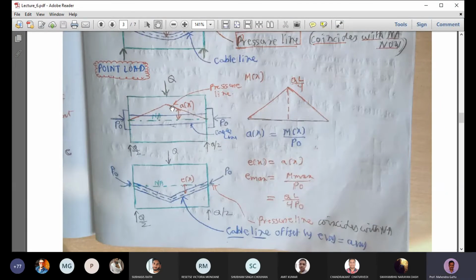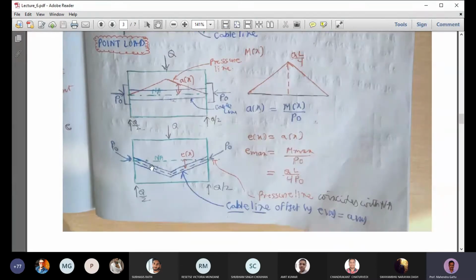So what we do here, instead of the straight tendon, we place the tendon like this. We'll make a tendon with this shape. It consists of two straight profiles, and the eccentricity of this cable with respect to the neutral axis is E of x, and we choose the E of x value equal to A of x. As a result, we will provide the maximum eccentricity at the center.